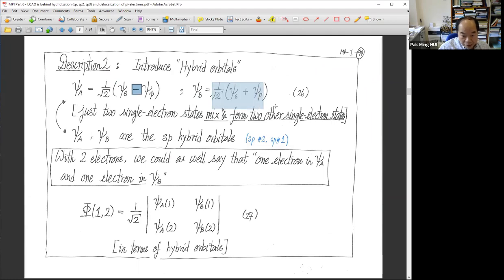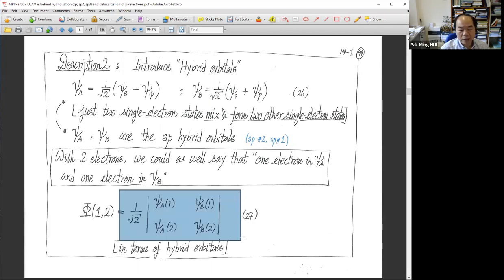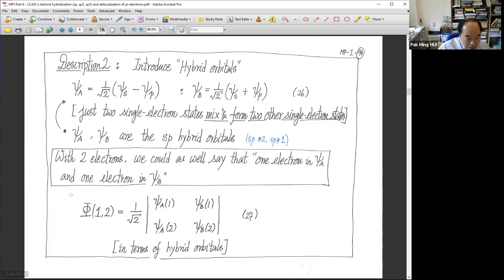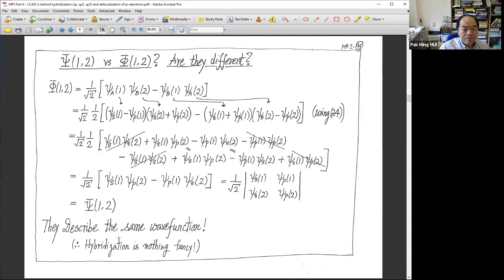So I have these 2 linear combinations. Again, I have 1 electron in here, another electron in there. How can I write the legal wave function? Slater determinant again, okay? So now I have 2 ways to express the same thing. I have this psi12. I have this phi12, okay? Are they the same?